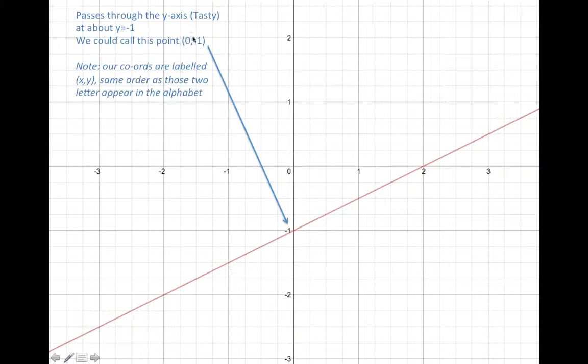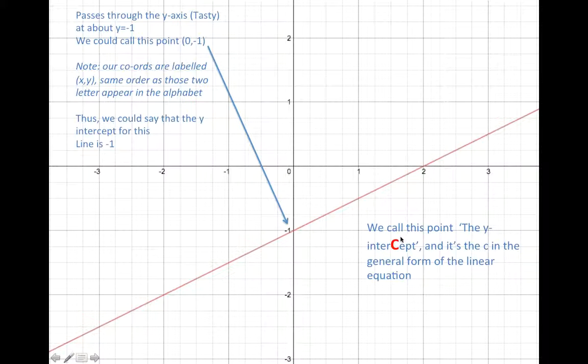We could call this point 0, -1. So when we have a list of coordinates, we're always going the x coordinate, which is 0. We're 0 along this axis because we're in line with the 0. And then we're at -1 on the y-axis. And then note our coordinates are labeled x, y. So the letters are in the same order as those two letters appear in the alphabet. Thus, we could say that the y-intercept for this line is -1.